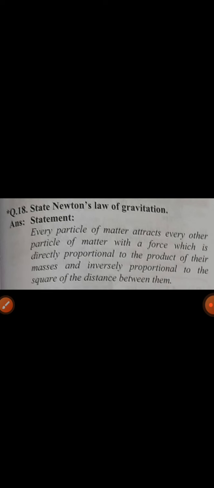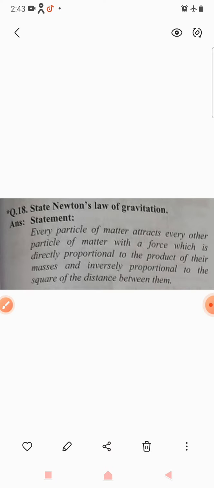Again, I am going to repeat this law. The question may be asked in the examination: state Newton's law of gravitation. So Newton's law of gravitation says that every particle of matter attracts every other particle of matter with a force which is directly proportional to the product of their masses and inversely proportional to the square of the distance between them. So this is the statement regarding Newton's law of gravitation.